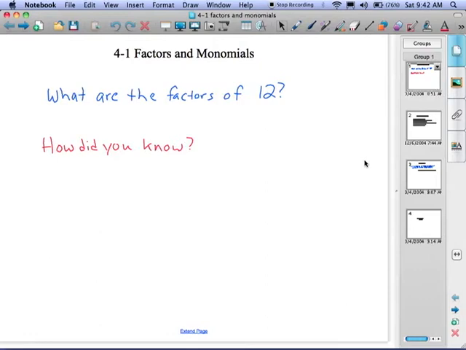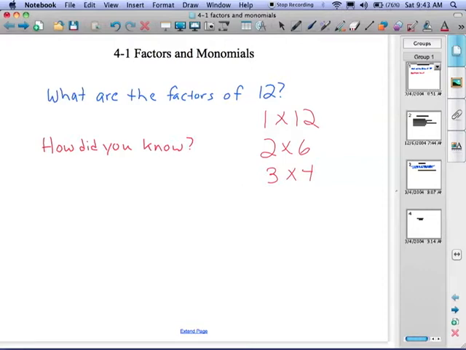4-1, Factors and Monomials. First question I want to ask you today is, what are the factors of the number 12? In other words, I want to know what numbers multiply together to give you 12. We know that 1 times 12 is 12, 2 times 6 is 12, and 3 times 4 is 12. These are called the factor pairs. 1 and 12, 2 and 6, 3 and 4.